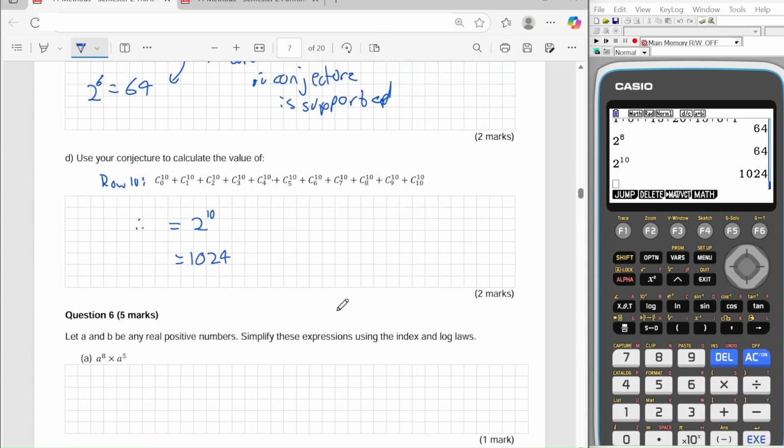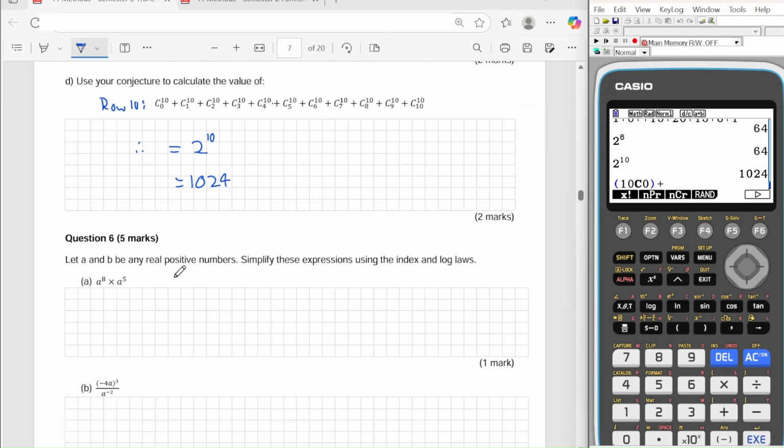Now, if you had time in your exam, what you could literally do is sit here and type 10 option NCR 0 plus, and then keep going like that, and you would eventually get 1024.